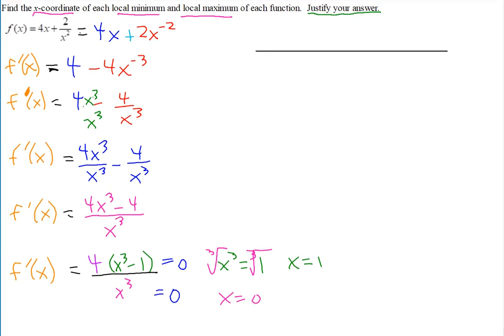And label it f prime of x. We'll have 0 and 1. And 1 came from the numerator, so that makes the derivative 0. But 0 came from the denominator, that makes the derivative undefined.